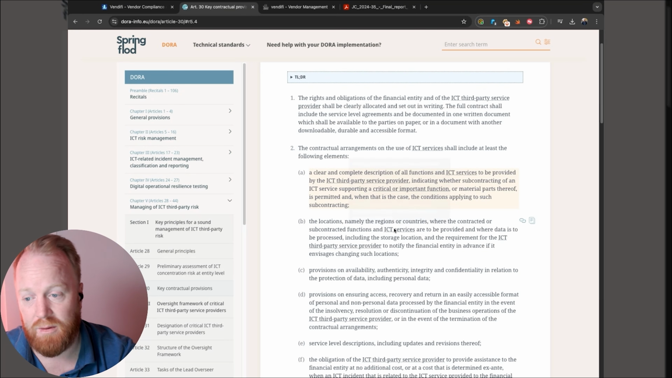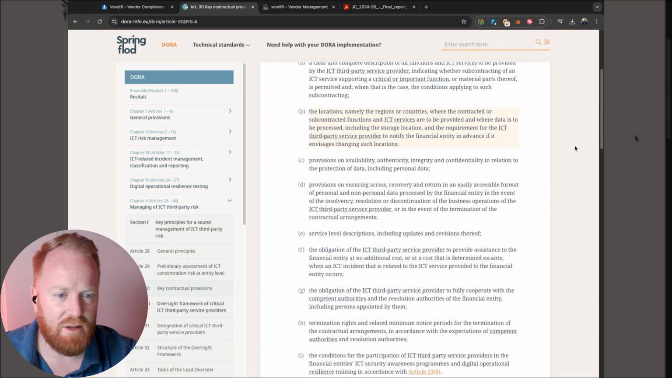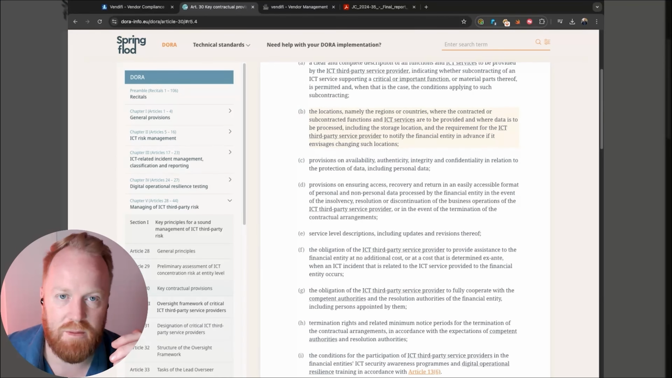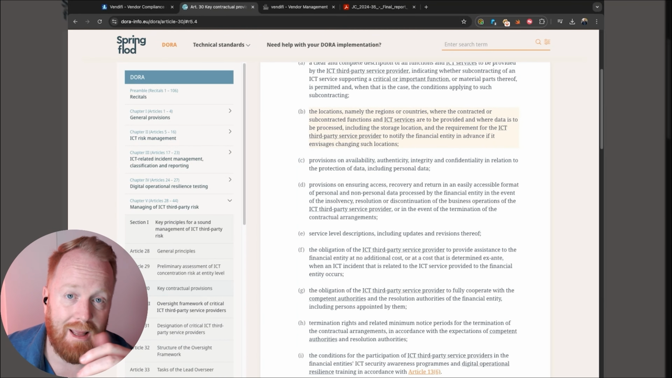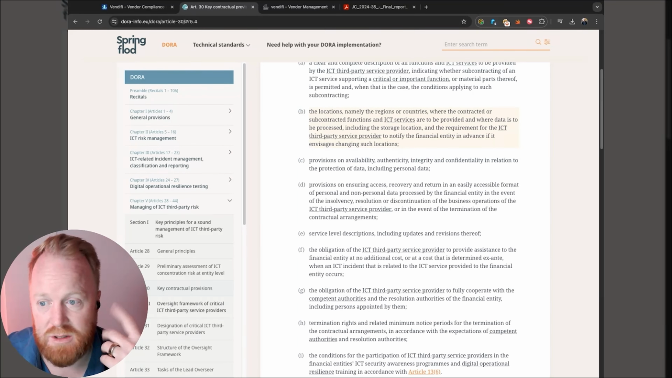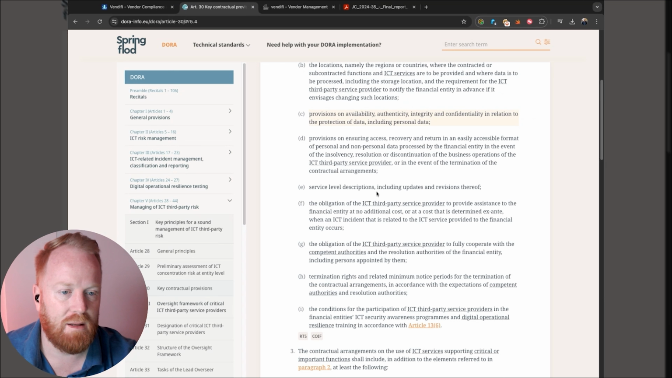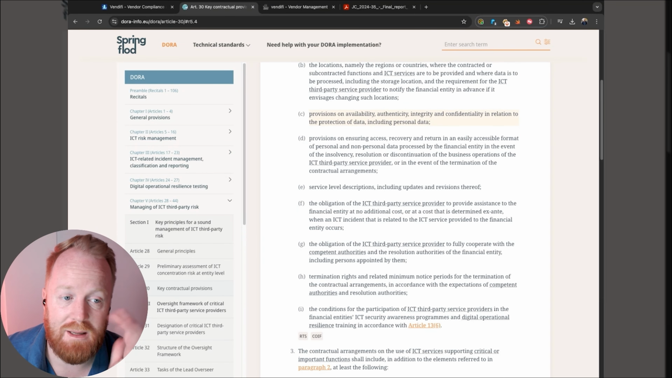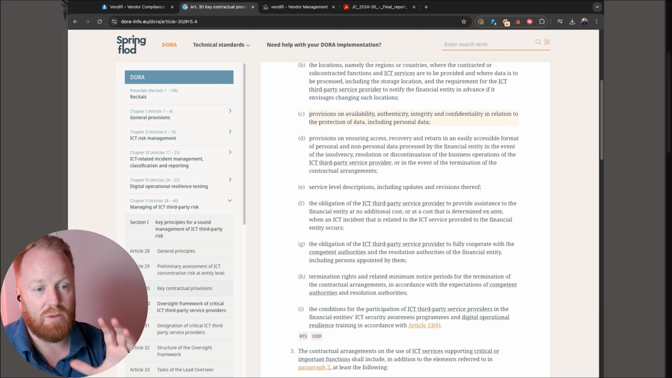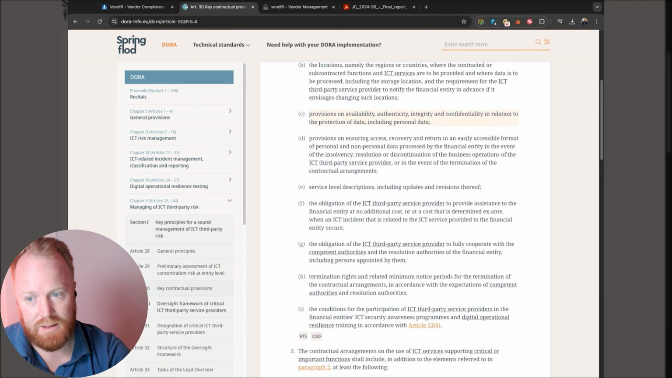services that you provide. B is fairly straightforward as well. You just need to tell us where in the world the service provider is providing the services from, where they're storing the data, where it will be processed, and if at any point in time it changes, you have to let them know. And C, the rules about making sure data is available, authentic, intact, and confidential, especially when it comes to protecting personal data.